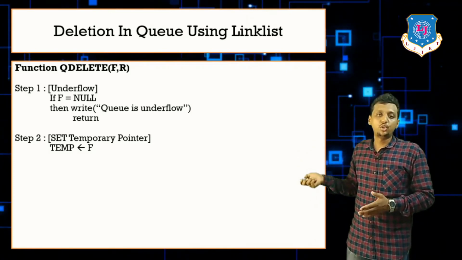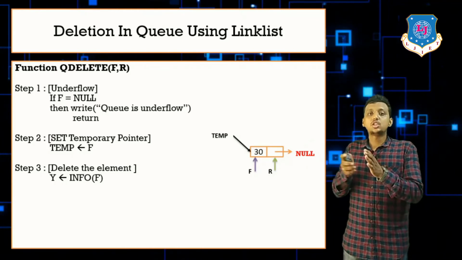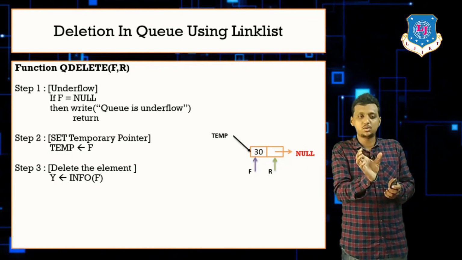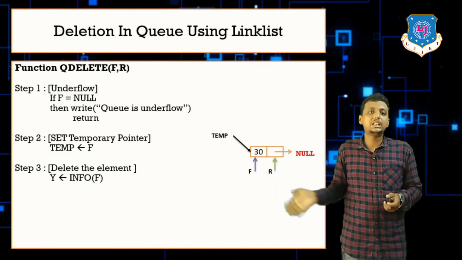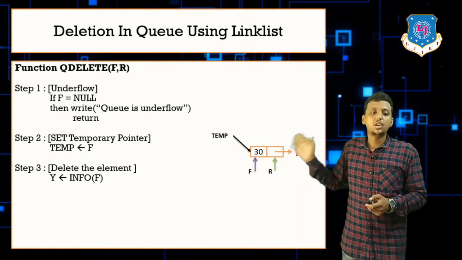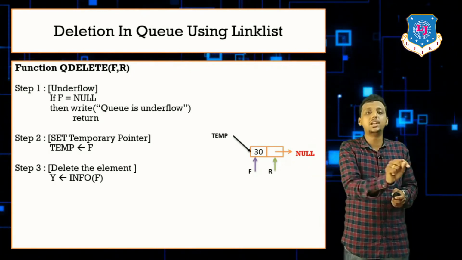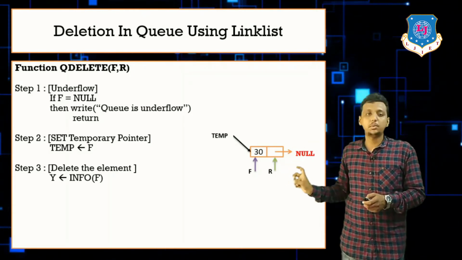So temp is pointing to front. Then the next step is to delete the info. Before deleting, we want the info of this node, and right now we are returning something over here. So here y is arrow info of f. So y contains only the information that we have deleted. Okay, so y contains the information of f.